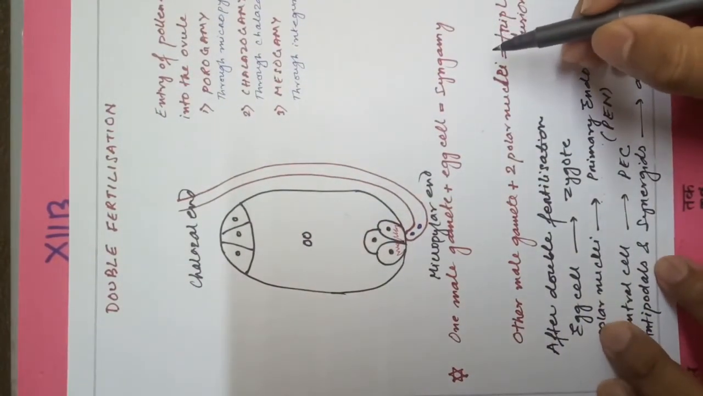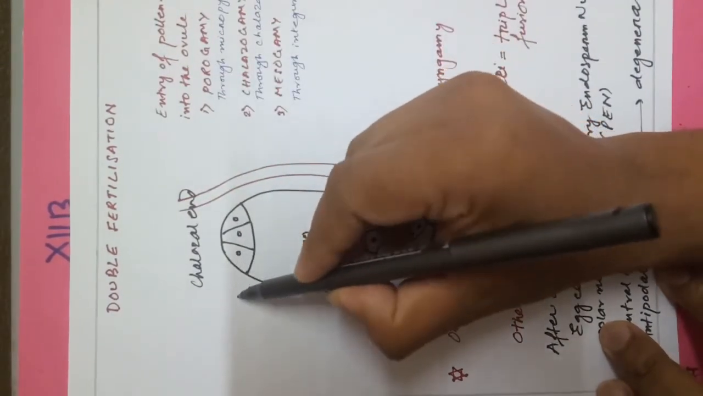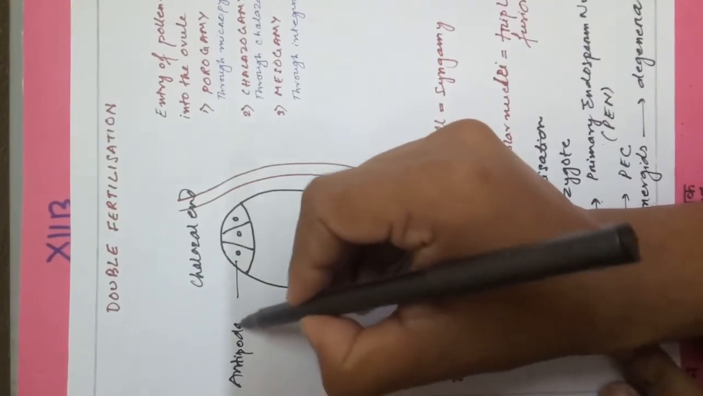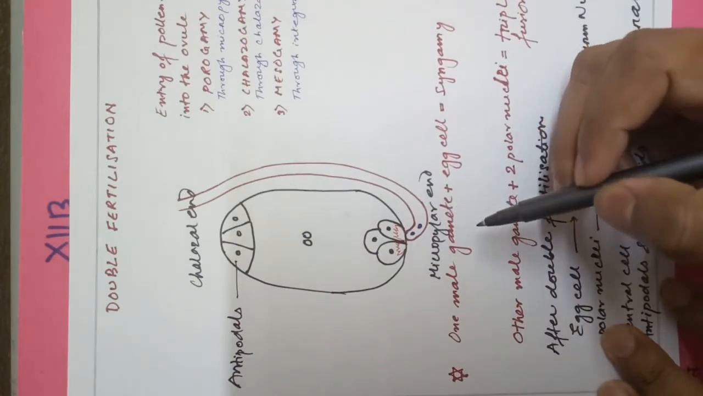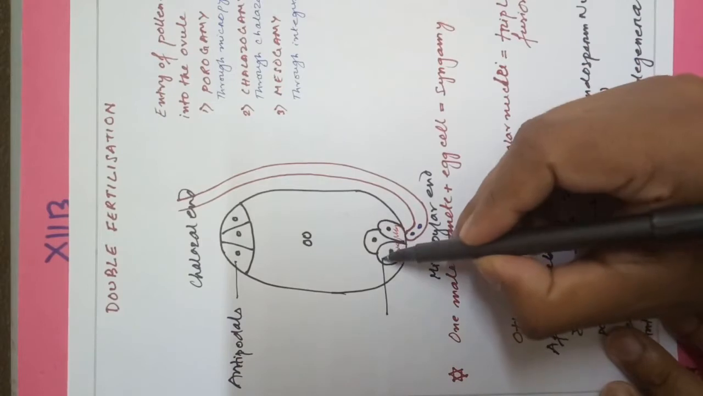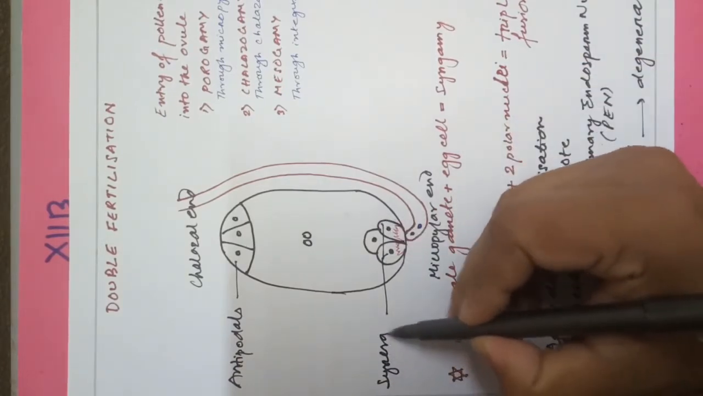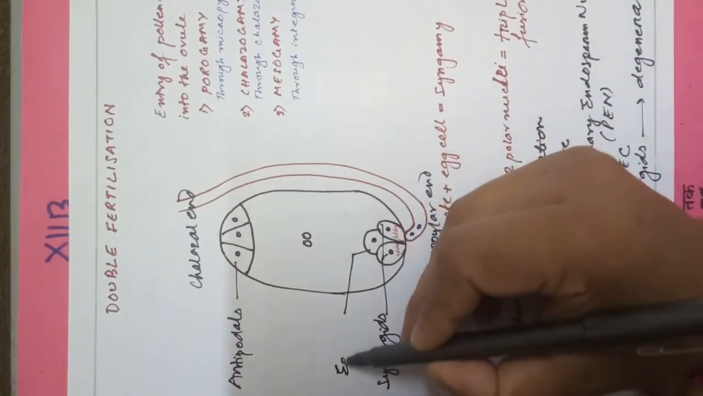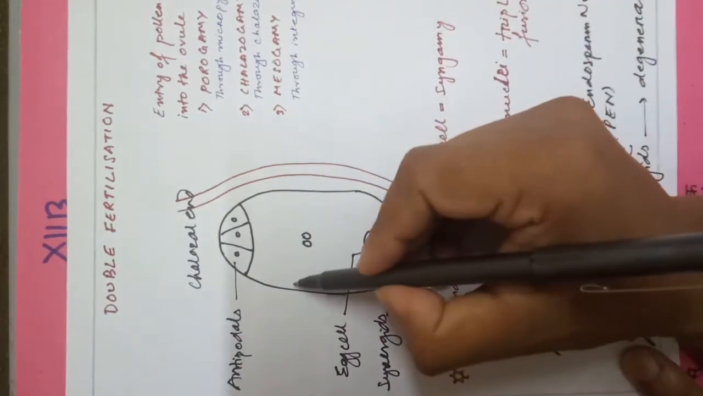At the chalazal end, we have three cells which are collectively called antipodals or antipodal cells. And at the micropylar end, we have three cells. Two cells, these two are the synergids, and this one is the egg cell, and this big cell is the central cell.